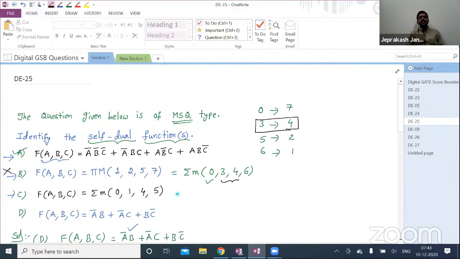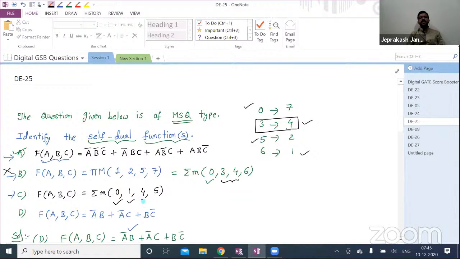Okay. Now let us verify option C. Whether it is self-dual or not. Here 0 you are having. Okay. Next, 1 is there. Next, 1 second, 0 is there. 1 is there. Then 4 is there.